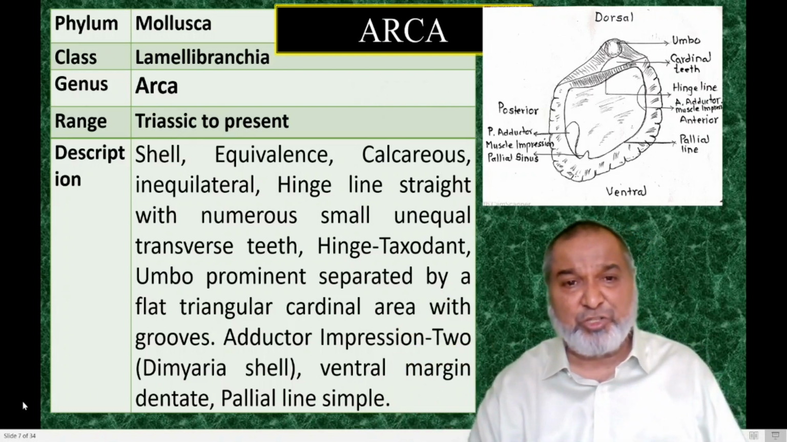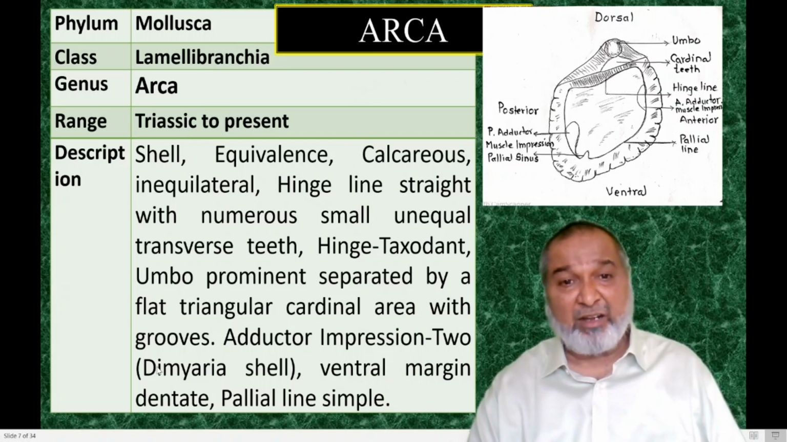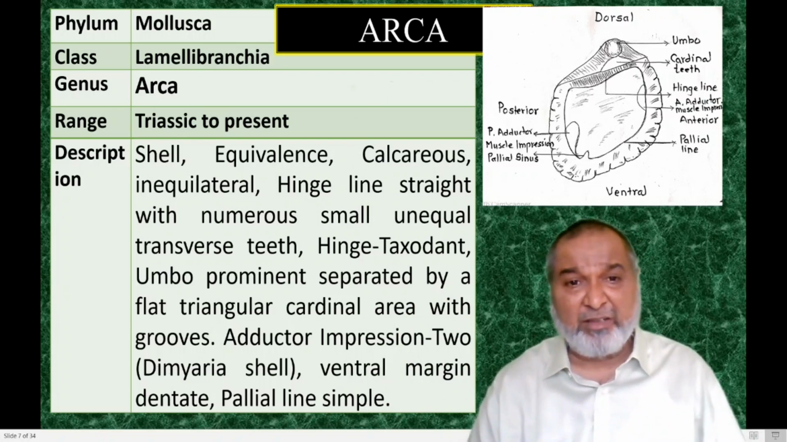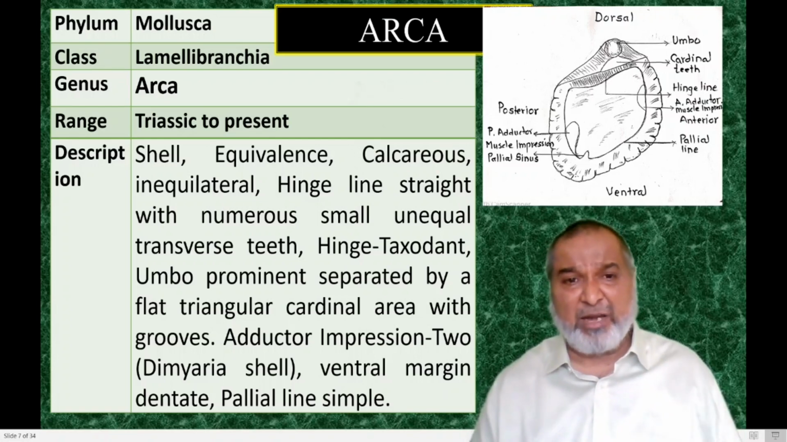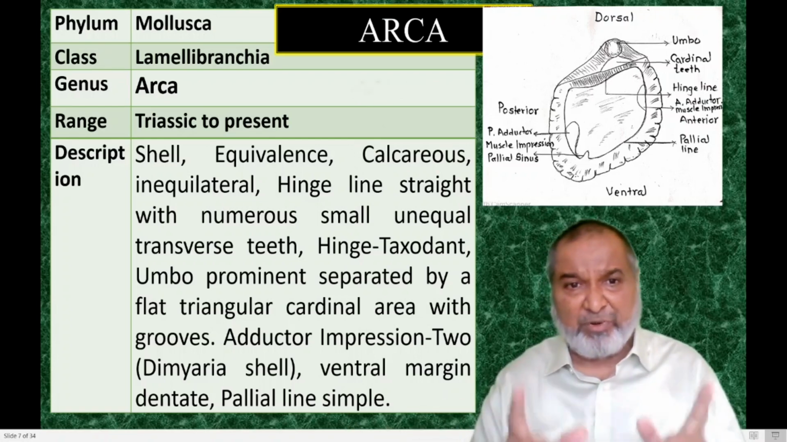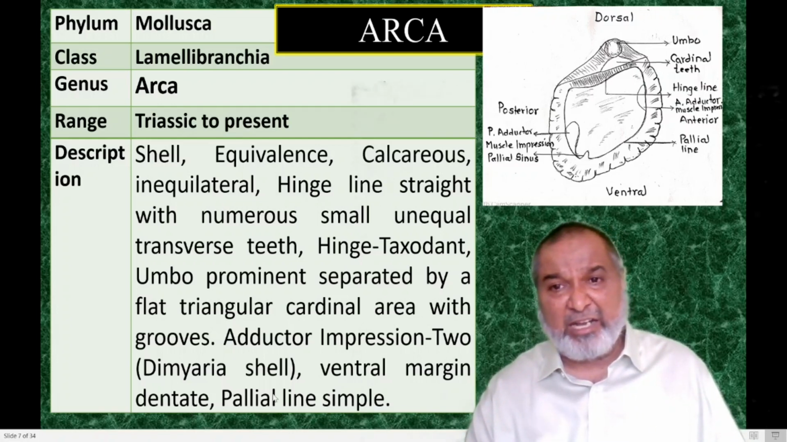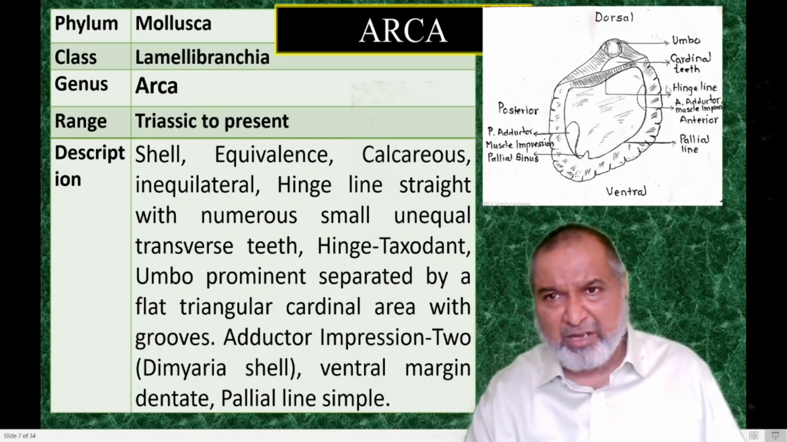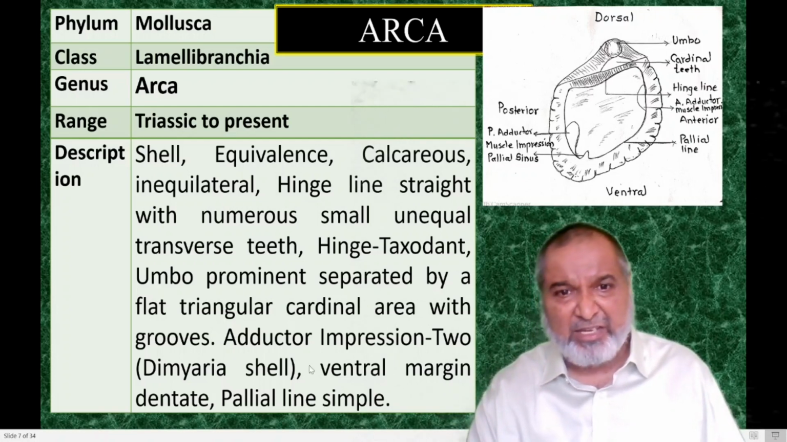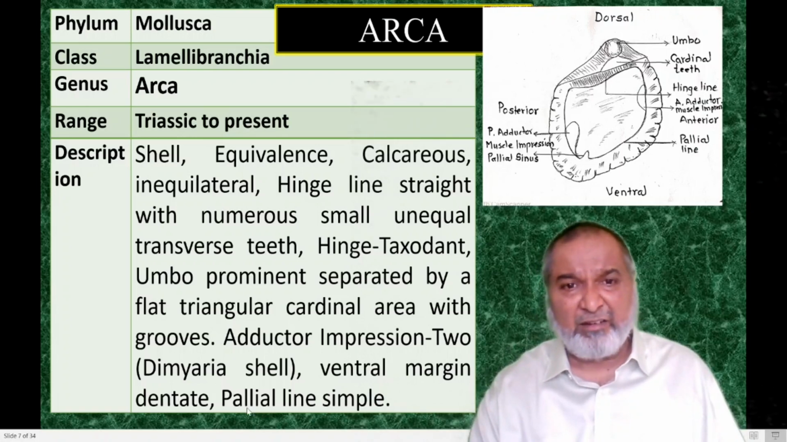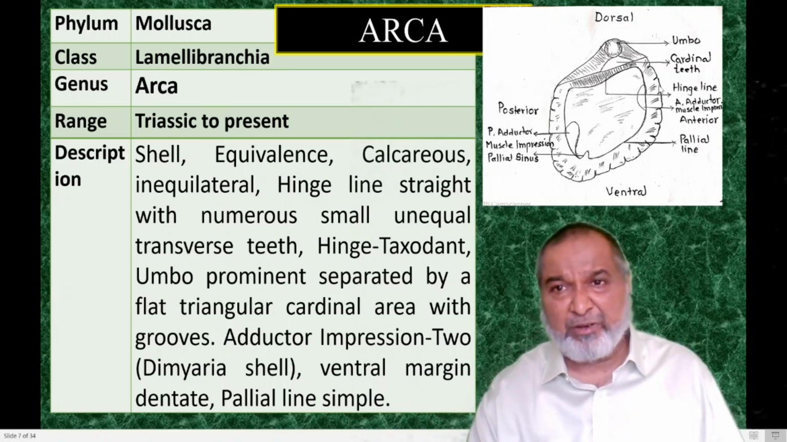Adductor muscle impressions are two, so you can see it is dimyarian; they are not mentioned as isomyarian or heteromyarian, only dimyarian. The ventral margin you can see is dented, a small crenulated margin, which is the important one. The pallial line is simple, a very smooth line.